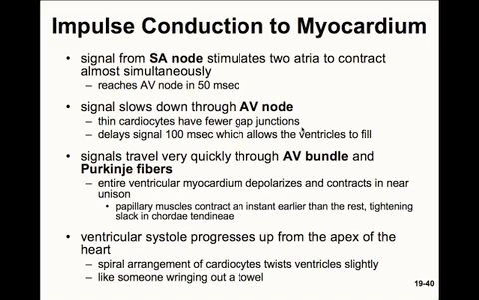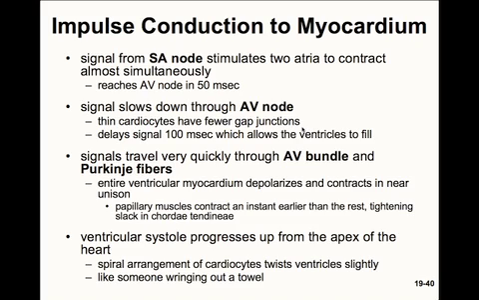The signal travels very quickly through the AV bundle and Purkinje fibers. This allows the entire ventricular myocardium to depolarize and contract in near unison. The papillary muscles contract an instant earlier than the rest. That allows tightening of the tendinous cords so that the valves can be held closed and they're not forced open backwards. As ventricular systole progresses up from the apex of the heart, we'll see the heart contract in sort of a twisting motion because of the spiral arrangement of the cardiocytes. It's much like someone wringing out a towel from the bottom up as the blood is forced out into the great vessels.